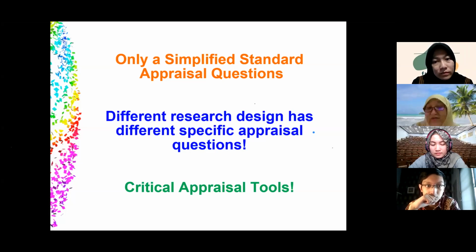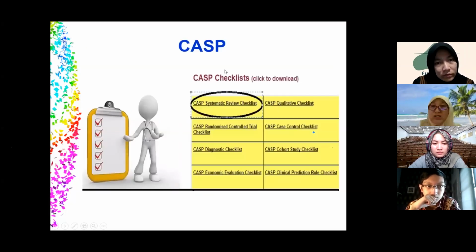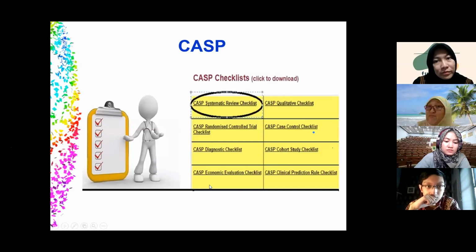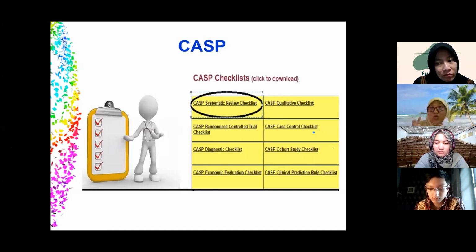What we discussed just now is just the standard appraisal question. There are many critical appraisal tools to help you when you read a paper. There are many tools to appraise a paper, so don't worry. There are a range of critical appraisal tools that can help you ask the right question when appraising research. One of them, you can Google CASP. CASP has tools to review systematic reviews, randomized controlled trials, qualitative, case control, cohort. There is Joanna Briggs, and there is Cochrane risk of bias. There are many. You just Google. So what do you want to use? Because different study designs have different tools or methods.